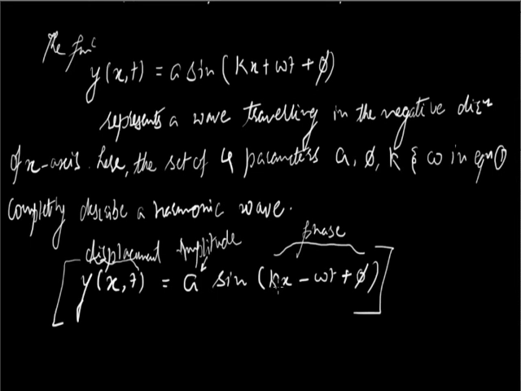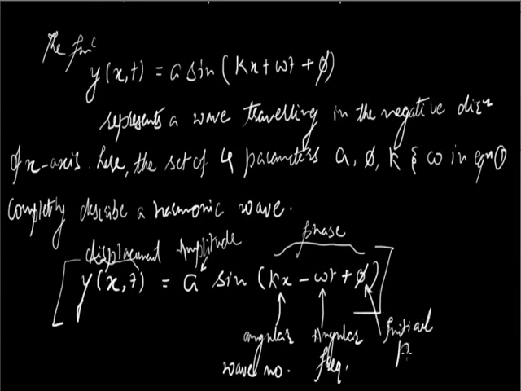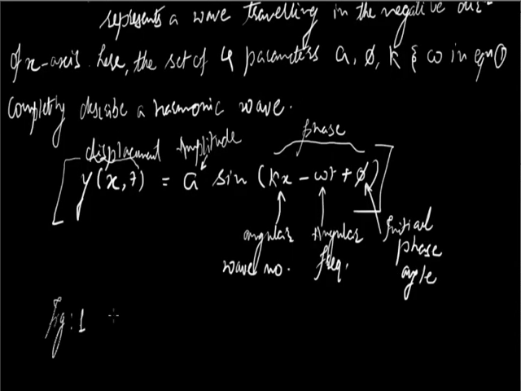Independently, k is known as the angular wave number, omega is known as the angular frequency, and phi is known as the initial phase angle. So in the figure, these are the names of the quantities for a progressive wave.